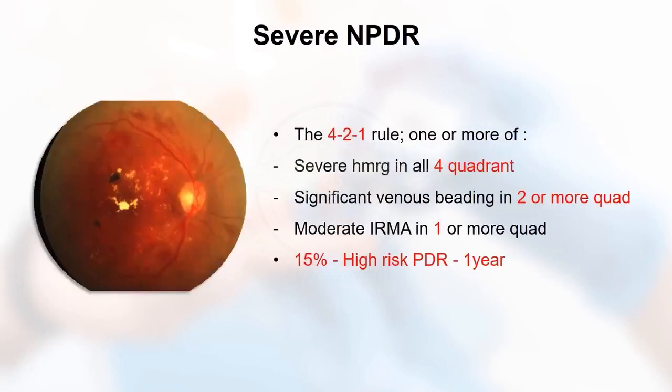Severe non-proliferative diabetic retinopathy follows the 4-2-1 rule: one or more of severe hemorrhage in all 4 quadrants, significant venous beading in 2 or more quadrants, and moderate intraretinal macular abnormality in 1 or more quadrants. These cases can go into proliferative retinopathy, 15% of cases in a period of 1 year.